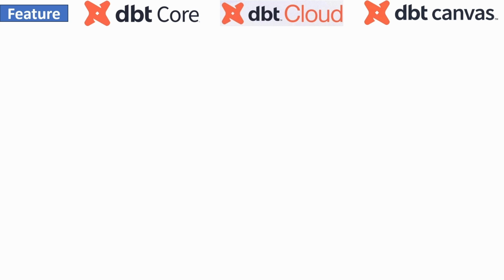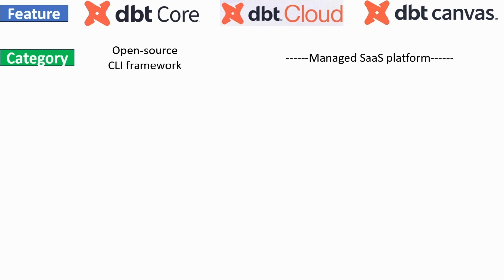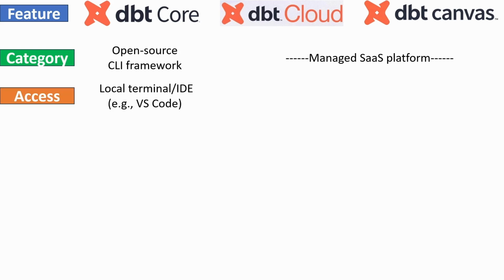So I have divided the comparison into 5 features: category, access, cost, scheduling, and target user. DBT Core category is open source, while DBT Cloud and DBT Canvas category is a managed platform. It is a SaaS product. If we talk about access, you can access DBT Core using local terminal or IDEs, but in order to access DBT Cloud, you don't need to go through these IDEs. You can directly go to browser and get started. And obviously DBT Core is free, as we have already discussed, and the other two services are paid.